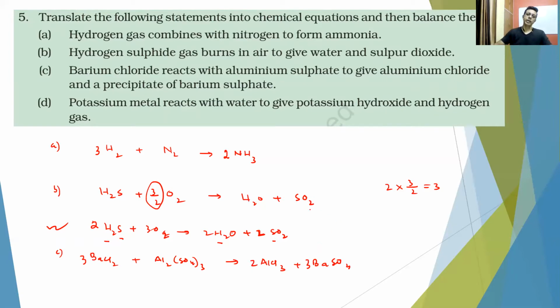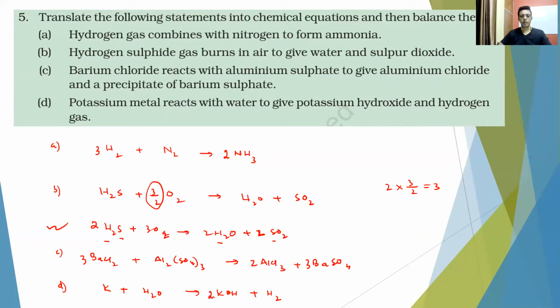Now, to balance the equation in ionic form or whatever form, the most important thing is you have to write the formula correctly. If you don't know how to write the formula correctly, or if your formula is not correct, then the balancing becomes difficult. Potassium metal, K, reacts with water to form potassium hydroxide and hydrogen gas. So balance this.